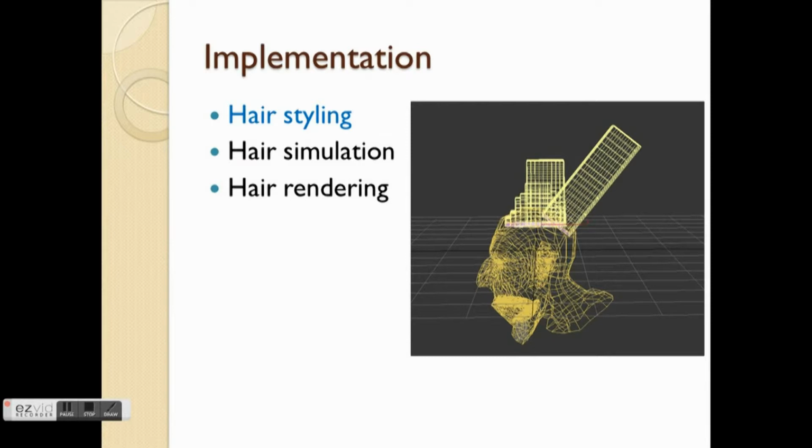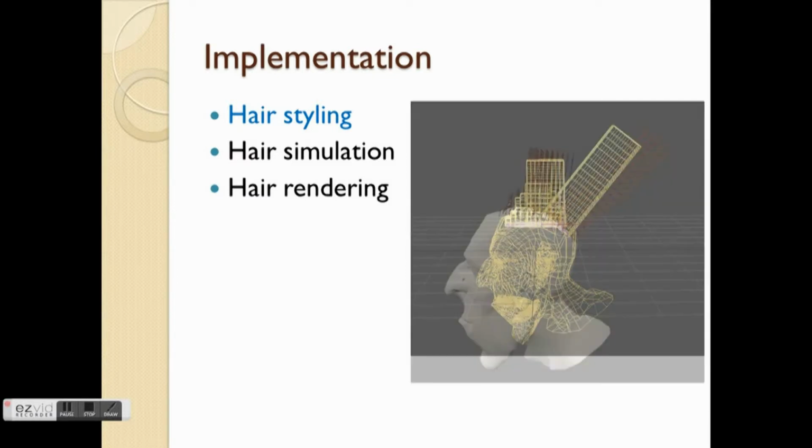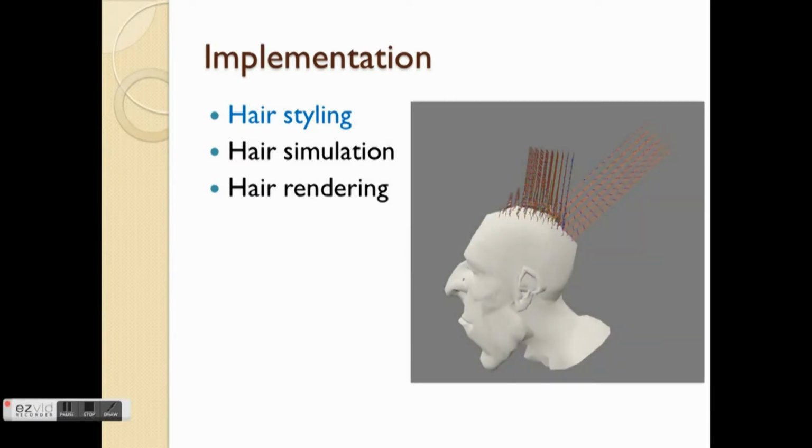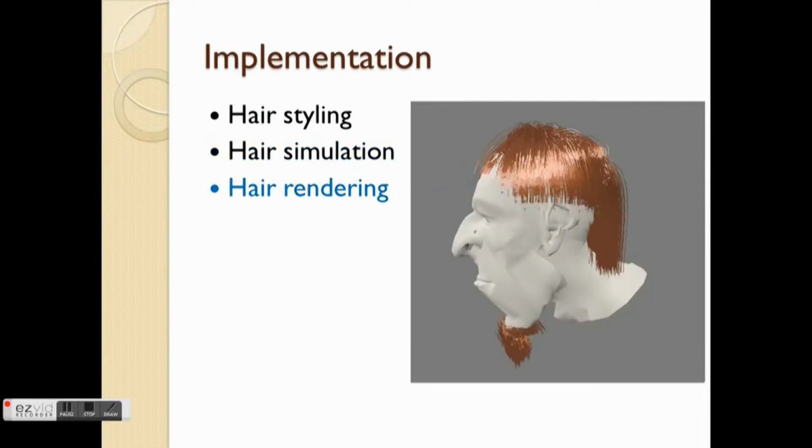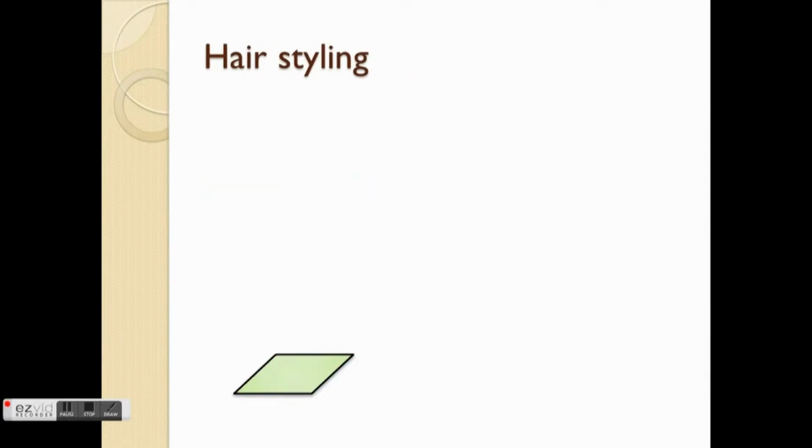And here's the preview of our implementation. First, we create our hairstyle in 3D Max. Then we export the hair mesh into our program and convert those meshes into a list of vertices that will work as the guide strings in our simulation. And then we simulate those guide strings. Finally, we interpolate those guide strings and create the final result.